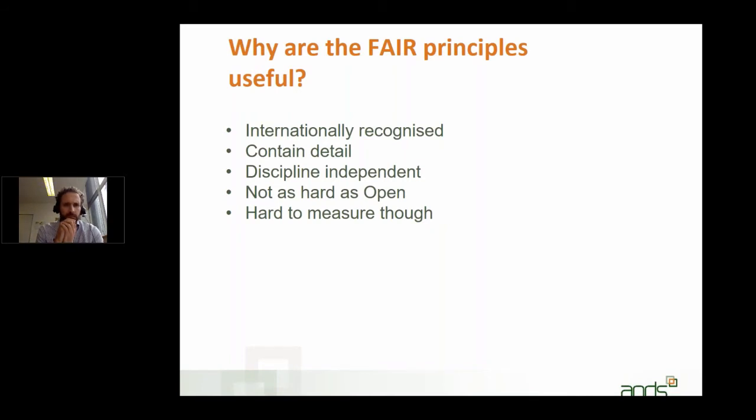I think other reasons why it's proven to be useful, but first of all, it's receiving a lot of international recognition. It's not just a national initiative. If you look at the principles, there is actually quite a lot of detail hidden below them, and quite useful detail. The fact it is discipline independent makes it easy. It is not as hard a sell as making all data open. The only challenge here, and this comes back to that point about the FAIR data principles not being a standard, is that it is hard to measure. It's hard to hold up a list and say, this data is FAIR and this data is not FAIR at all. There is more of a scale from being less FAIR to more FAIR.